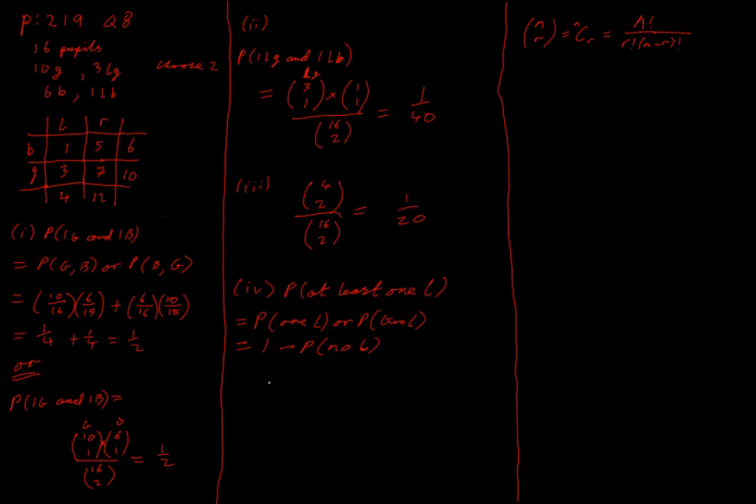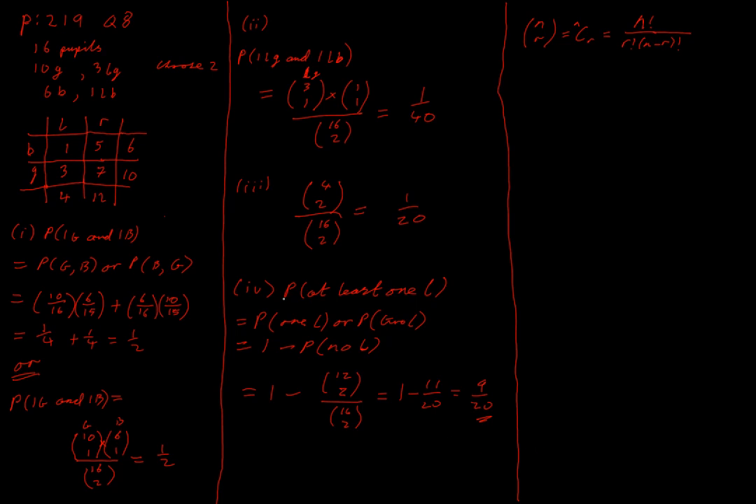Now, if we argue this out, we'd have 1 minus probability of no left-handed people. Well, how many not left-handed people do we have? We have 12 of them. We have 12 right-handed people. We want to pick 2 of them out of a total of 16 people. So that's going to be 1 minus, we put that in our calculator, we get 11 out of 20, and we get 9 out of 20 as our final answer.